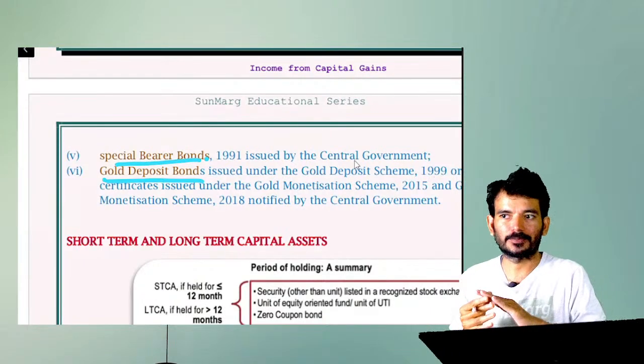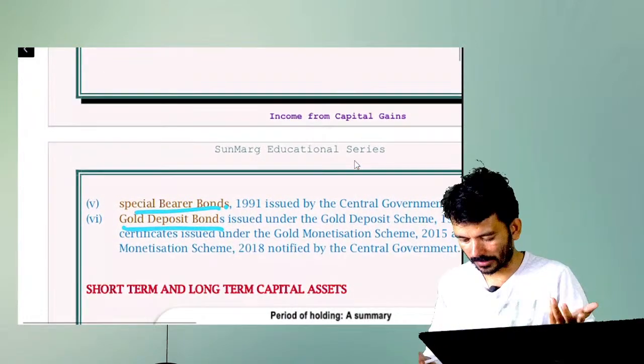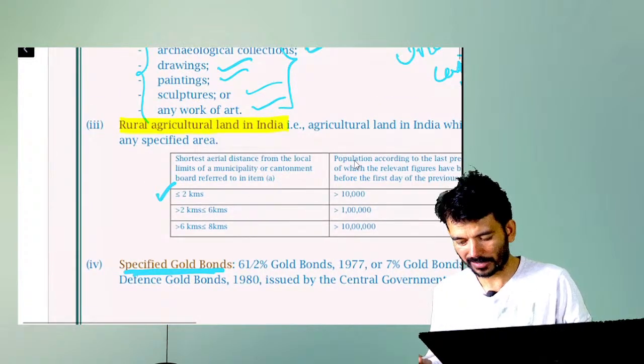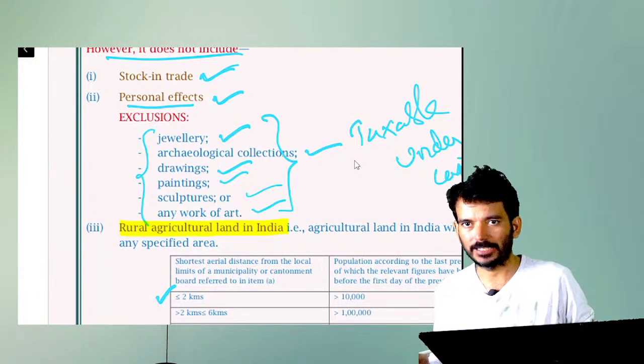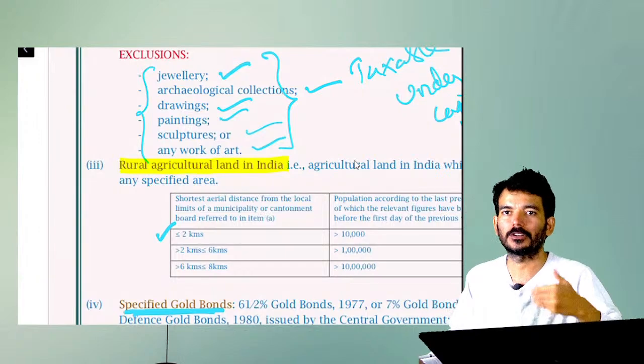But there are certain exceptions. Exceptions may be your personal apparels and special agricultural land, special bearer bonds, gold bonds, rural agricultural land. These are all exclusions from the definition of a capital asset, which means that on transfer you will not be paying tax because it is failing to meet the definition of a capital asset only.